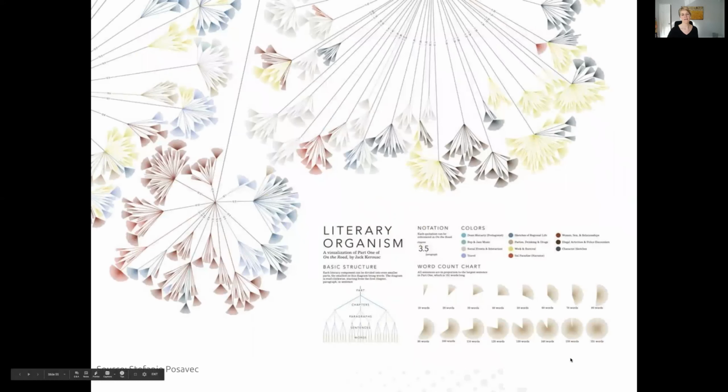This one is the example I talked about earlier. This is from Stephanie Posavec. It is hard to interpret. There is tons of information encoded in here.